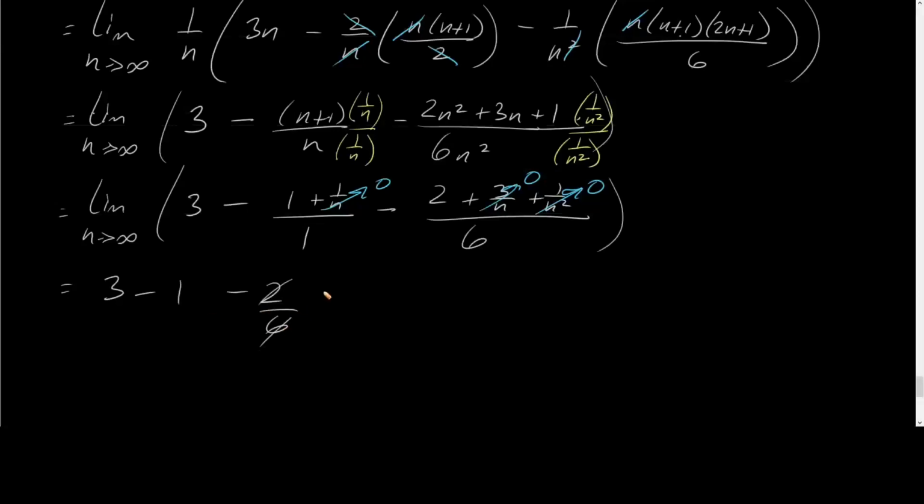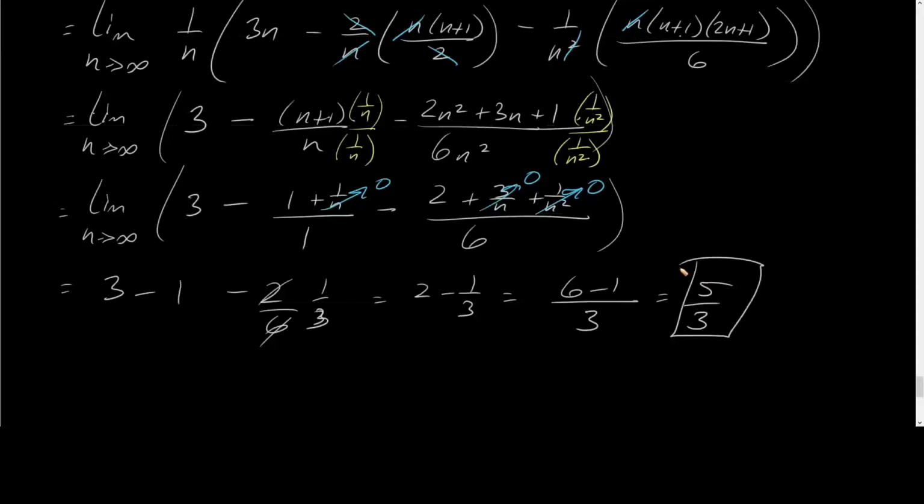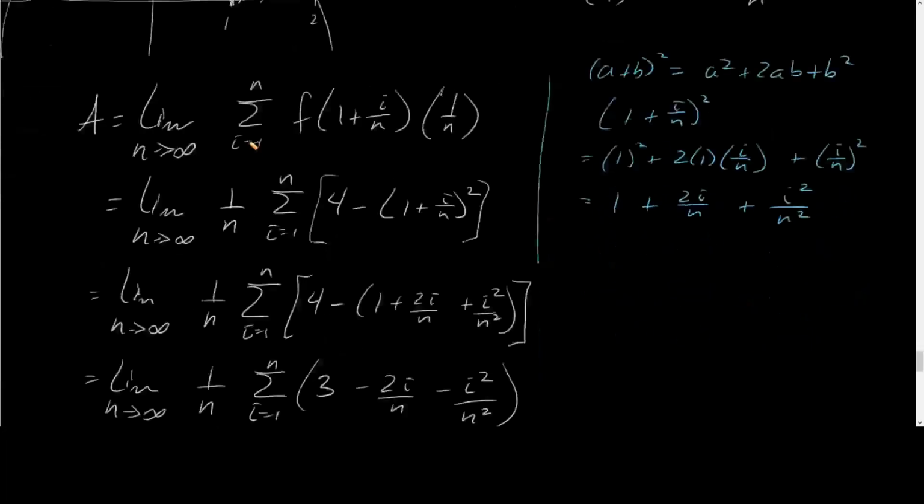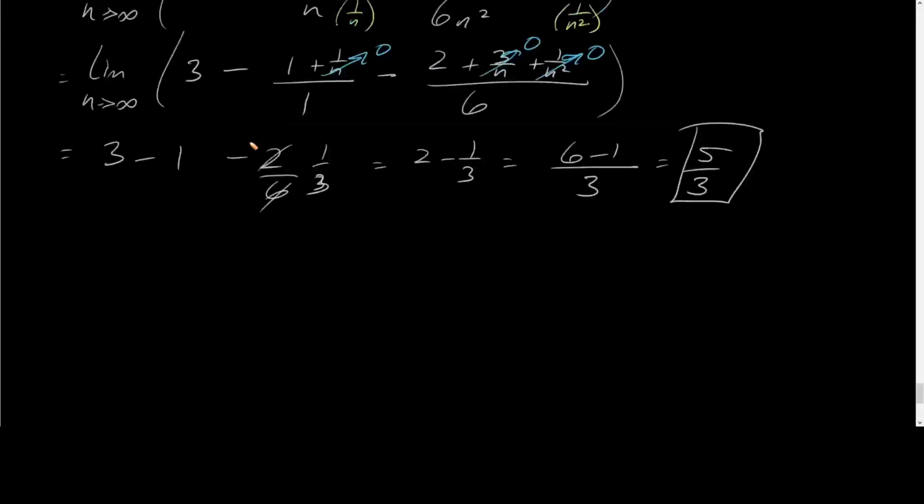2/6 is just 1/3, right? And what is that? So 3 minus 1 is 2, so we have 2 minus 1/3, right? Common denominator is 3, so I have (6 − 1)/3, giving me 5/3, right? So the area beneath the curve over here, that's just 5/3, all right? Units squared, right? Because it's an area, but it's just 5/3.